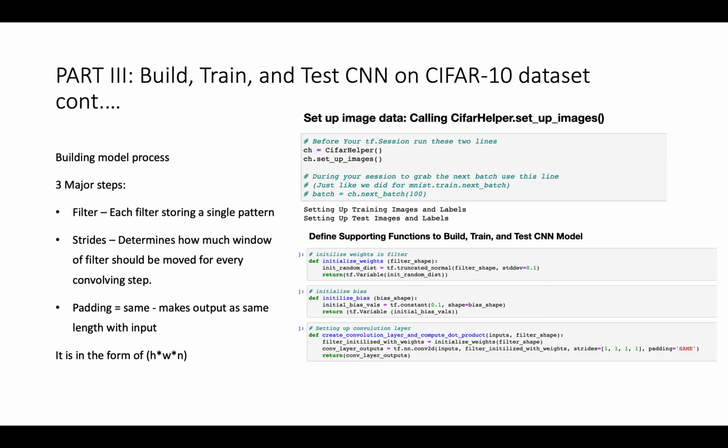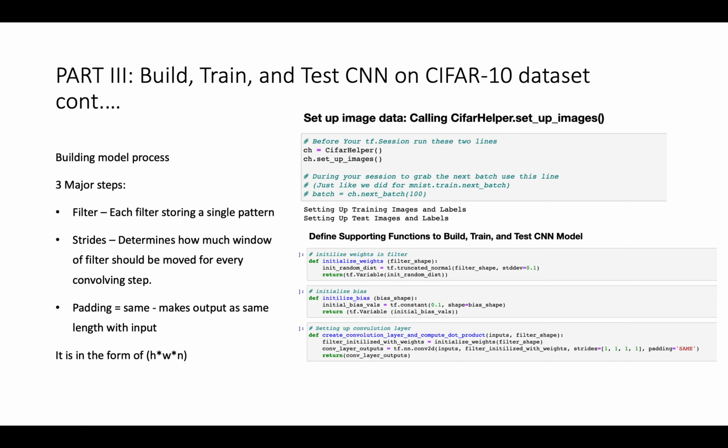The three major steps for building a convolutional model are filtering, strides, and padding. So what is filtering? In the context of a convolutional neural network, a filter is a set of learnable weights which are learned using the backpropagation algorithm. So we can think of each filter as storing a single pattern or a template.